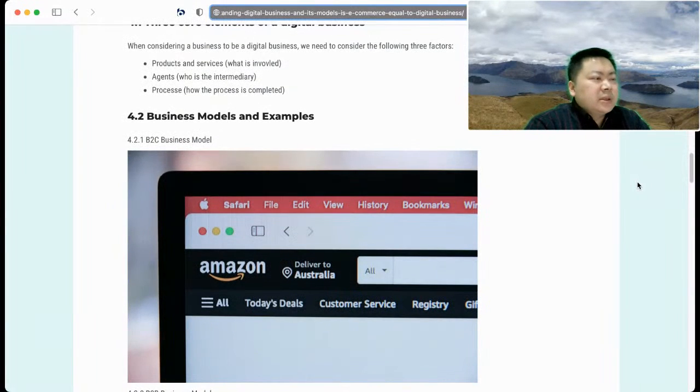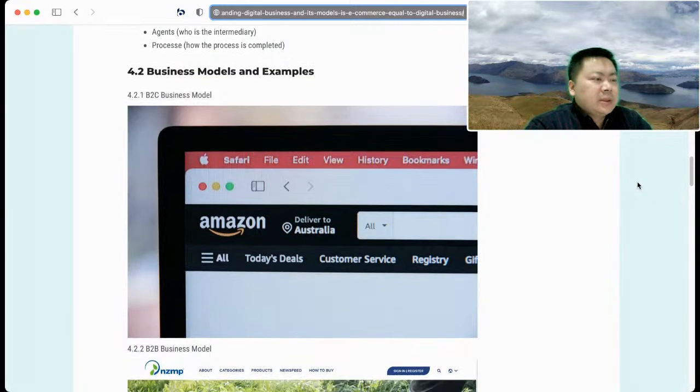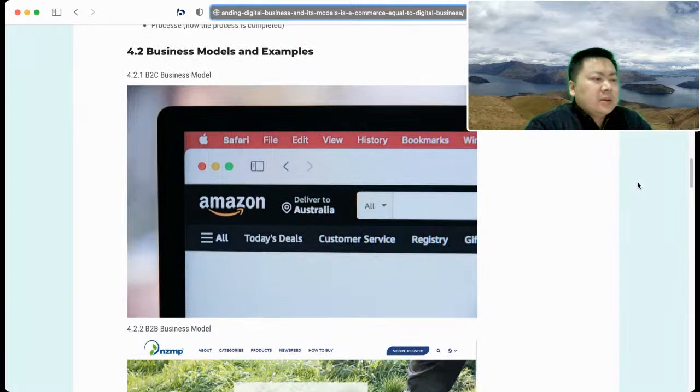There are several business models of a digital business. For example, B2C, which is one of the most common. Amazon is a typical B2C business model. But interesting is that Amazon has opened a B2B section as well. So if you are a business, you can sign up for a business account. Sometimes you can buy a product at a discounted rate.